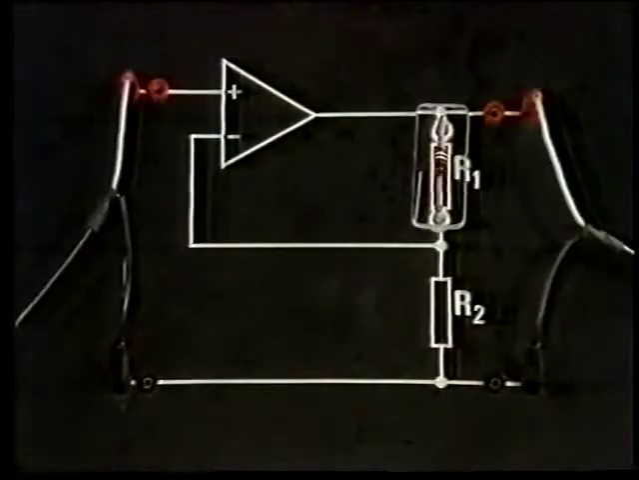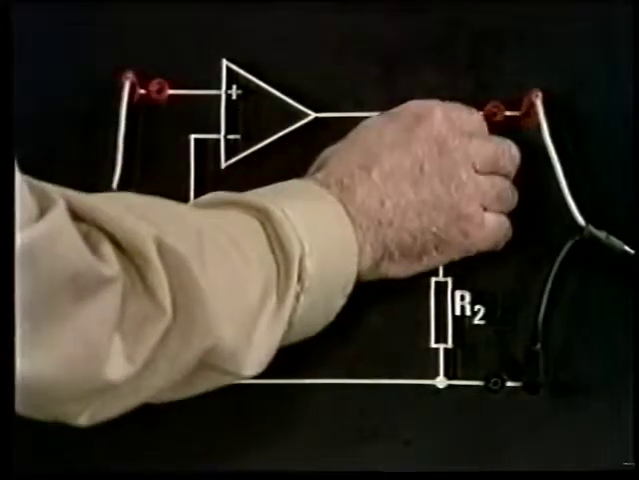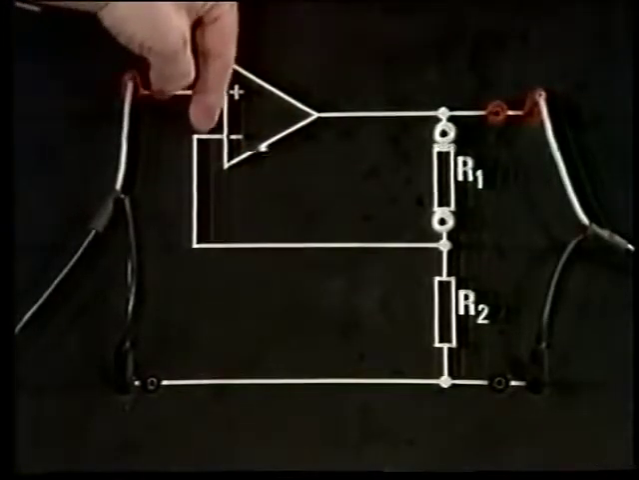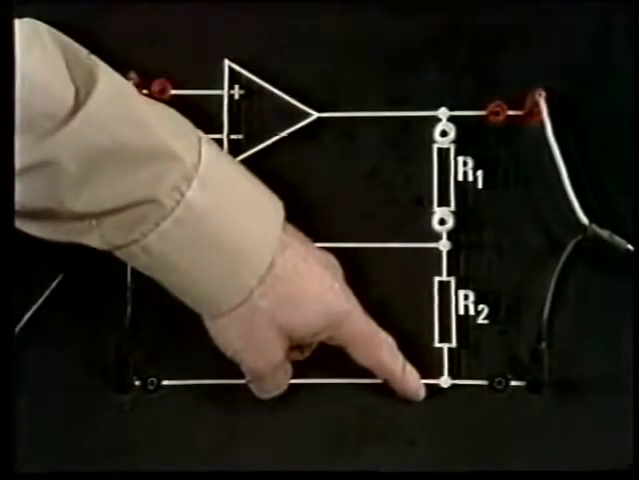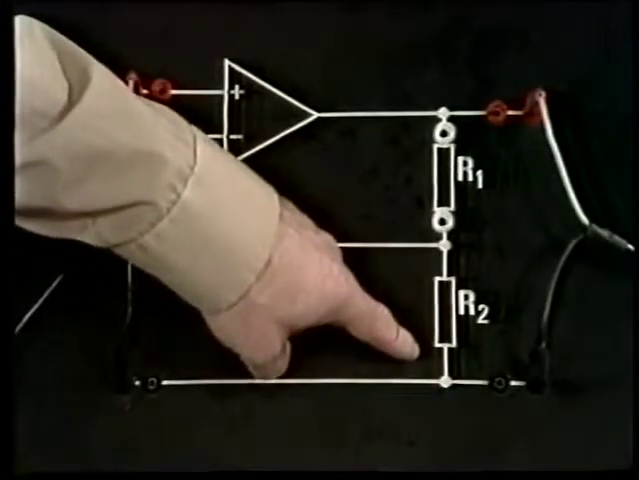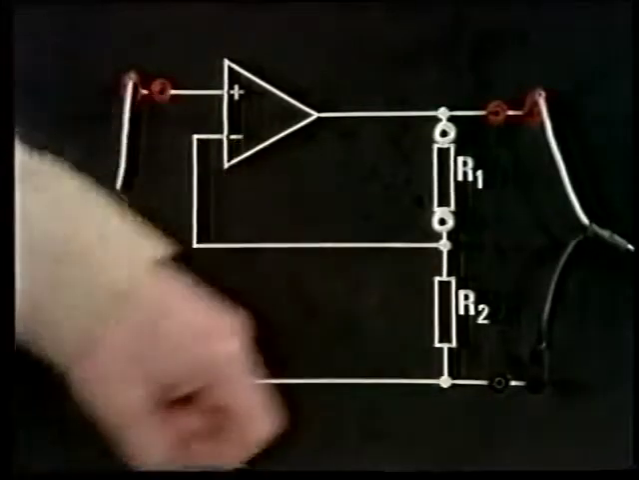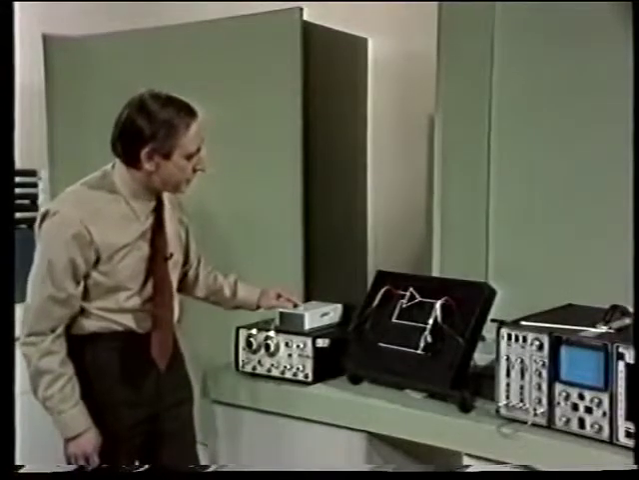First, I want to look at the open loop gain. So I'll remove the top resistor R1. There is now nothing fed back to the inverting input, which is connected to earth via R2. R2 is a 1 kilo ohm resistor which is actually behind the board. I'll start the sweep generator.